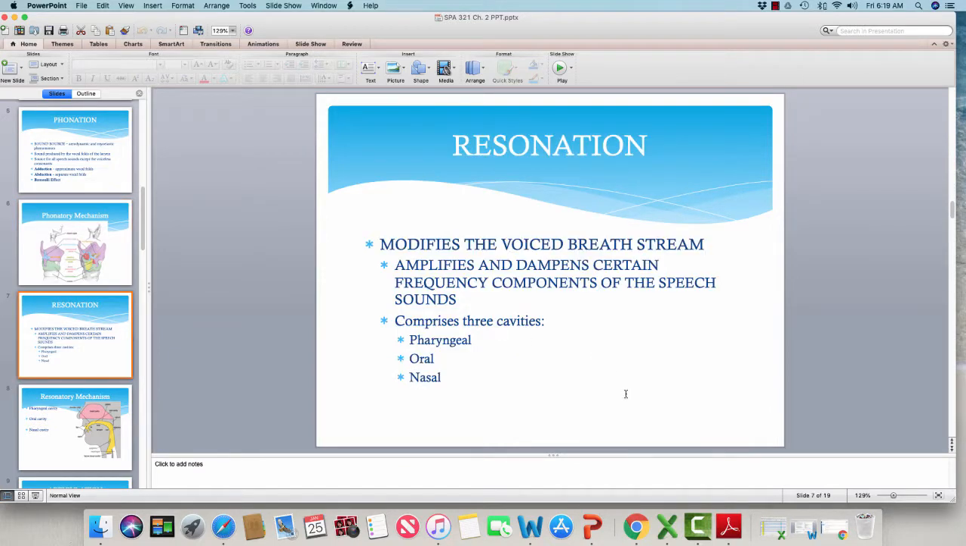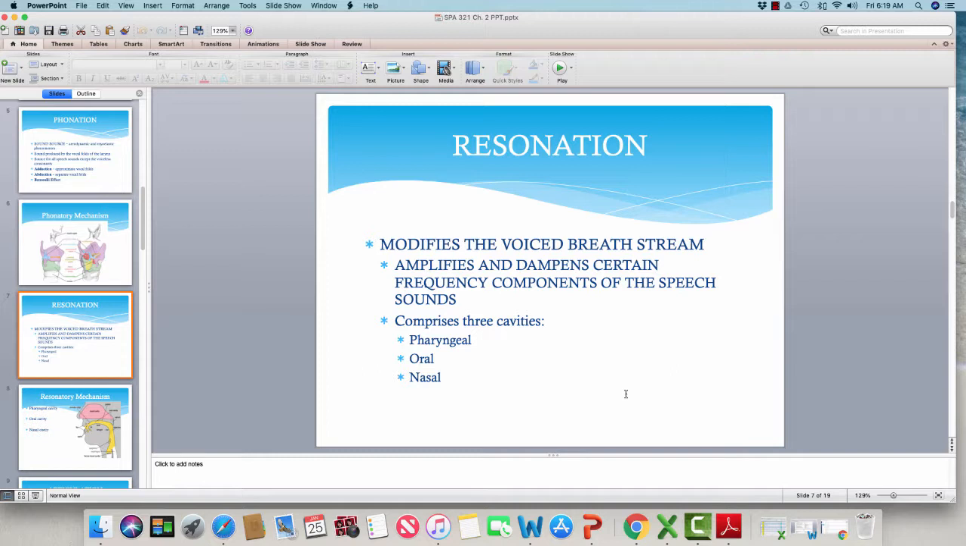The next system is resonation or resonance, and it modifies the voice breath system. This is happening in the oral and pharyngeal cavities as well as the nasal cavity. It amplifies and dampens certain frequency components of the speech sound. So this is one of the reasons why we have different frequencies and pitches in men and women's voices. This is one reason why my voice is uniquely different from your voice, because my pharyngeal cavity is different.